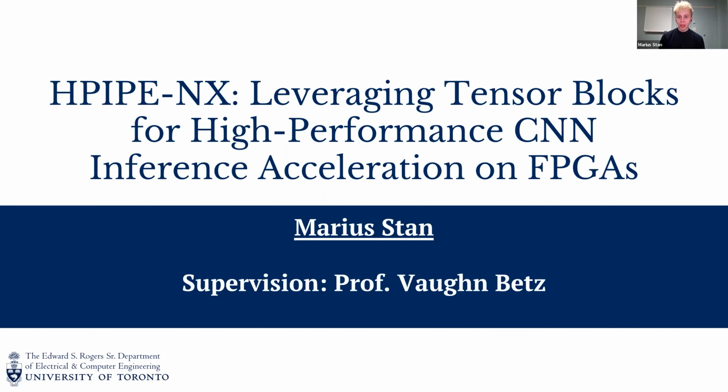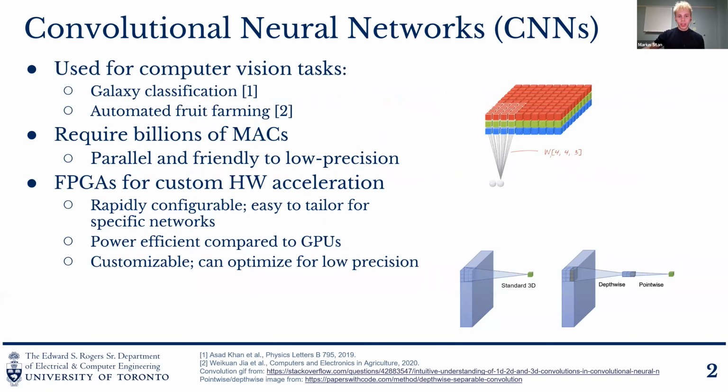So yeah, I'm going to be going over how we enhanced the state-of-the-art CNN inference accelerator called HPIPE to take advantage of some AI optimized FPGA, which has these tensor blocks that we can use that have a ton of multipliers, but also a ton of input restrictions. So I'll start off with a bit of background info first.